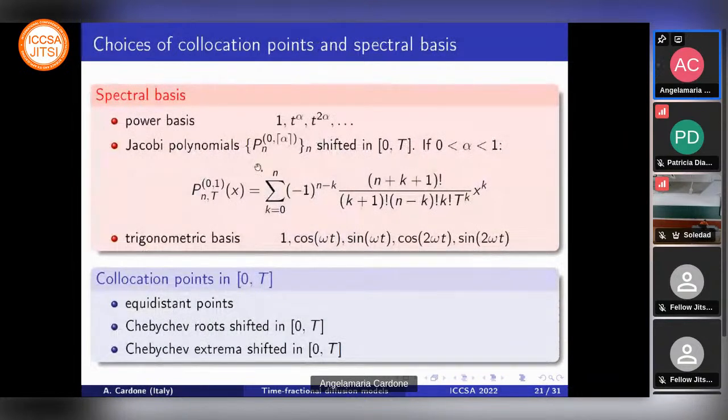For example, as spectral basis, we considered three classes of spectral basis: the power basis, 1, t to the power alpha, t to the power 2 alpha, and so on. This power basis is used in this context because it is the basis of solutions of the basic linear test equation for fractional problems, that is d alpha of y equal to lambda times y. That is the fractional analog of the basic linear test equation for ODEs. The set of Jacobi polynomials depending on alpha arise as the basis of solution of this fractional Sturm-Liouville problem, and finally the trigonometric basis. For collocation points, we consider three classes of points: equidistant, and Chebyshev zeros or extrema.